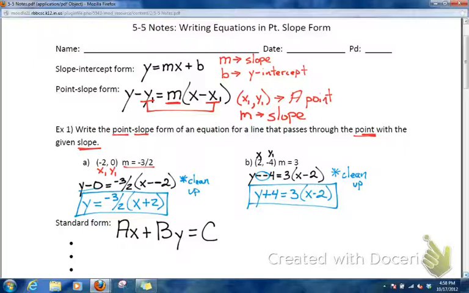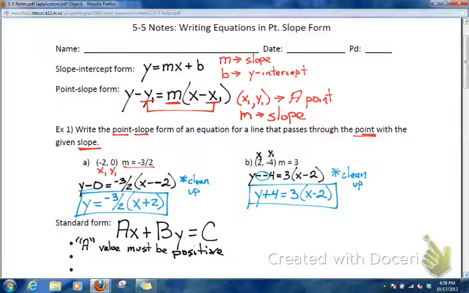Standard form, rule number 1 is that capital A, the A value, must be positive. So the A value must be positive.